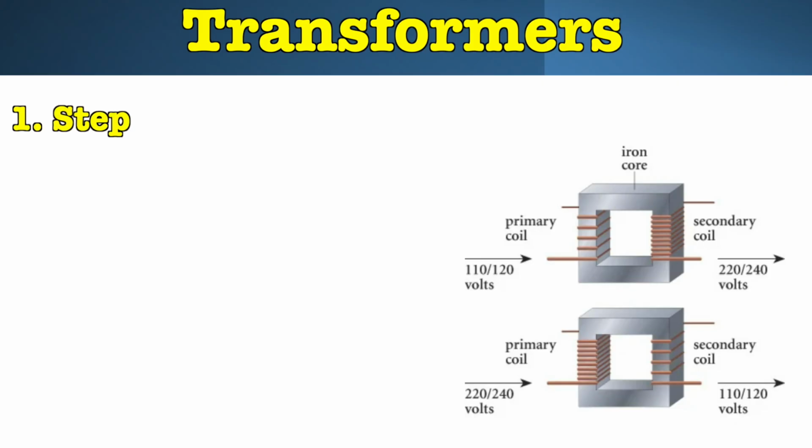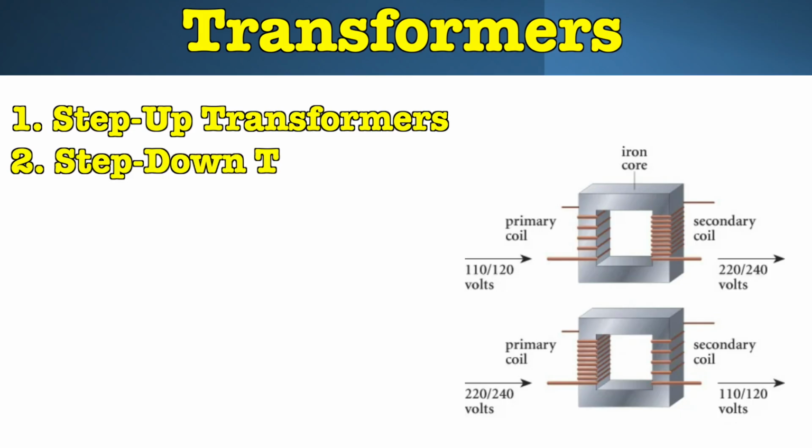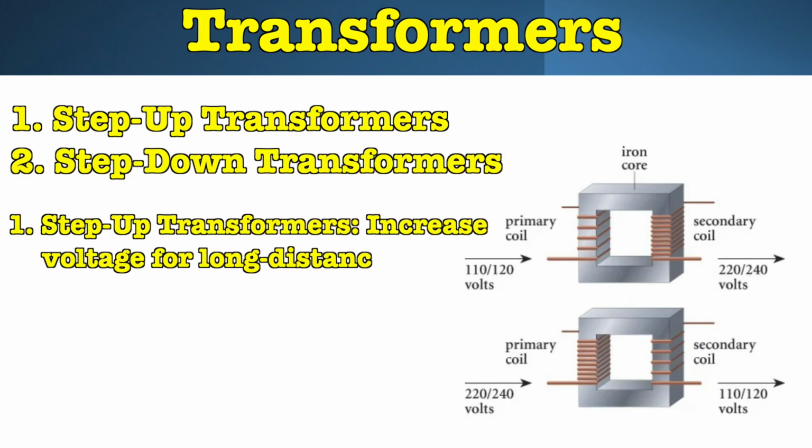Transformers transform voltage levels to meet the requirements of various components in the automation systems. On the basis of voltage level, there are mainly two types: step up transformer and step down transformer. Step up transformers increase the voltage from a lower level to a higher level, typically used in scenarios where the power needs to be transmitted over a long distance to reduce energy loss.